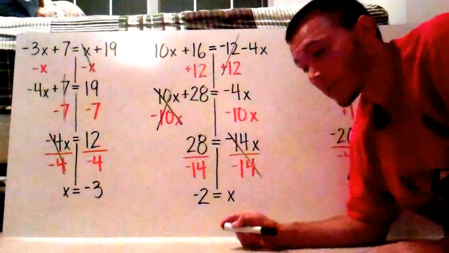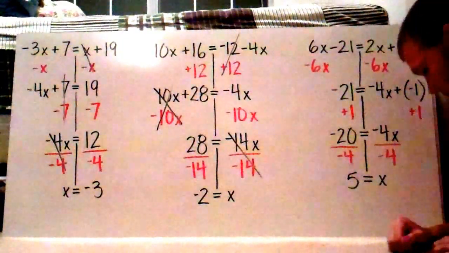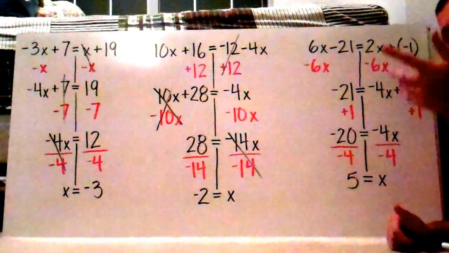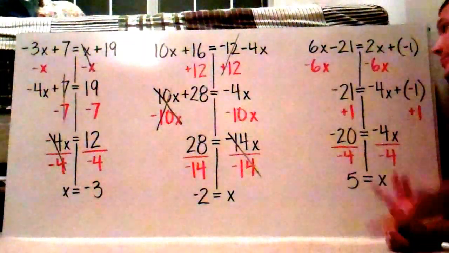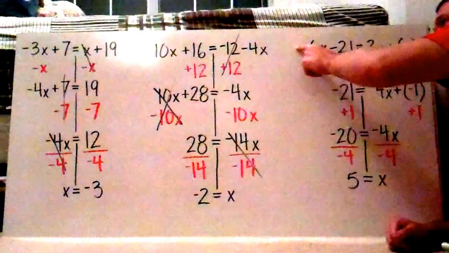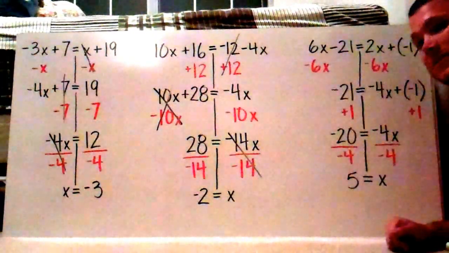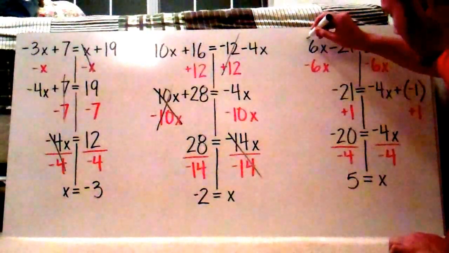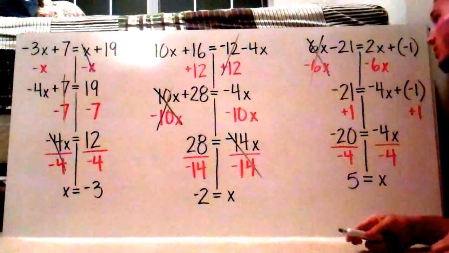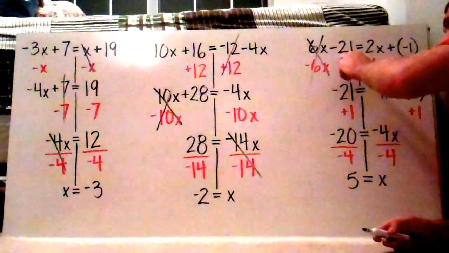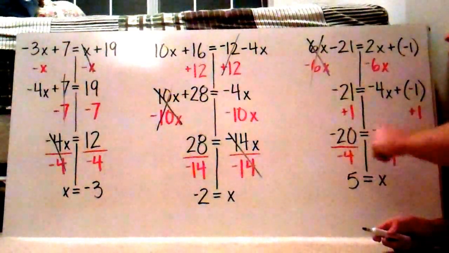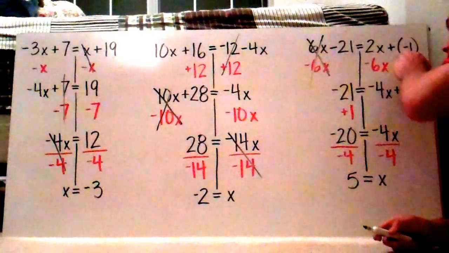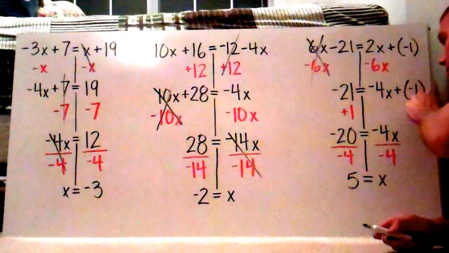All right, now this last one I'm going to go through real fast. Here's my equation. First thing I did, again, doesn't matter. I decided to get rid of the positive 6x over here by doing negative 6x. So, since those are inverses, they're going to cancel out. That minus 21 is going to drop down. 2x minus 6x is negative 4x. And the plus negative 1 also dropped down on this side.